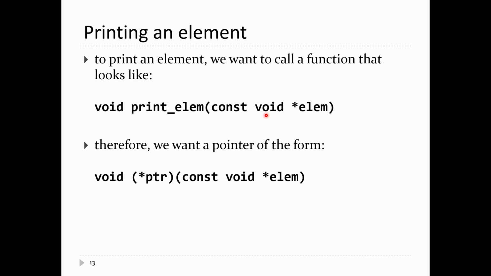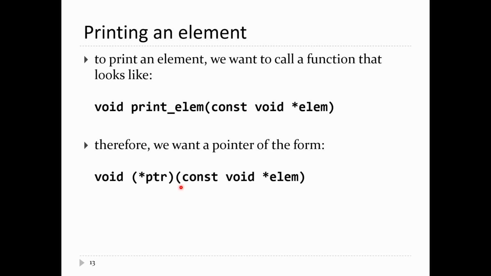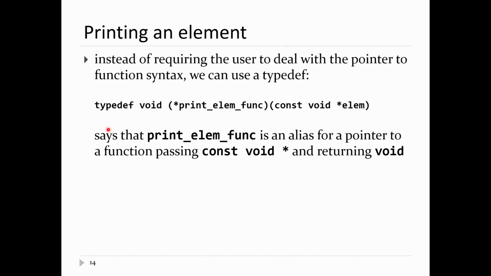To call that function from inside the stack implementation, I need a pointer. So I want a pointer of the form void, const void star, and then some kind of pointer name here. So that's what I want. Now, I don't want people to write that, because it's no fun writing this. So as the implementer of the stack struct, I'm going to provide a typedef for this pointer. That will save anybody from having to figure this out. So I'm going to make a typedef.